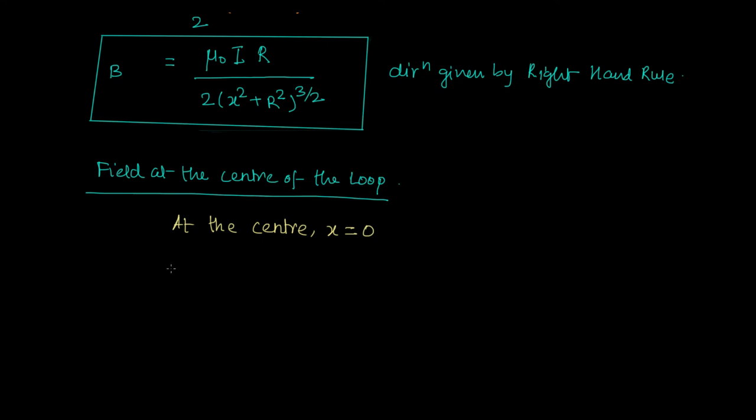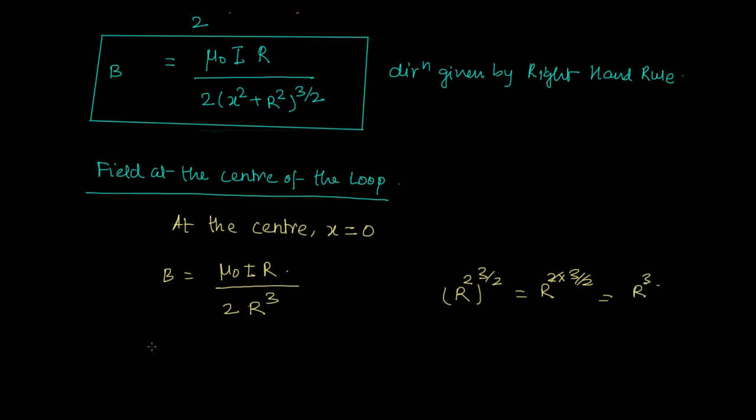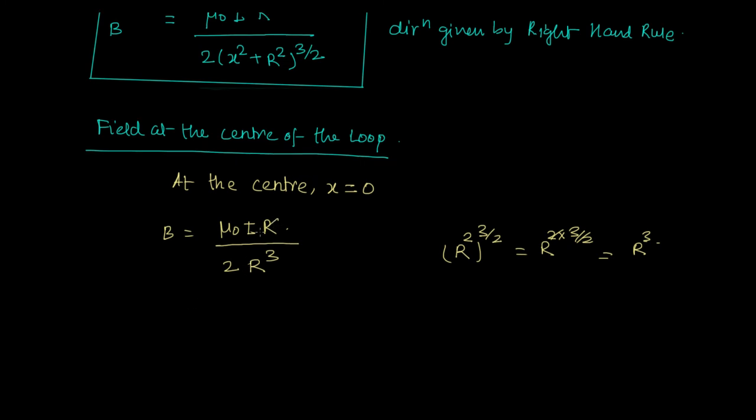What do we get? B is equal to mu naught I r upon 2. This goes to zero. It is r to the power 2 to the power 3 by 2. The exponents multiply, so there's 3 by 2, and that gives you r cube. It is mu naught I by, and this r cancels and makes it r square. So your B becomes mu naught I upon 2 r square.